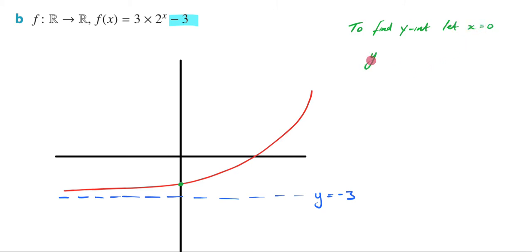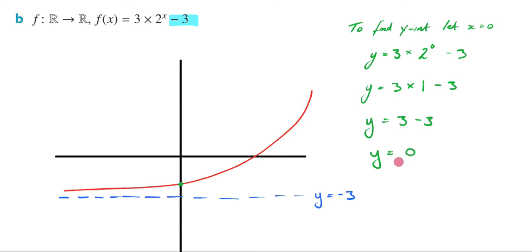So if we have y equals 3 multiplied by 2^x minus 3, and I let x equal 0, well, in my x spot, I'm going to put 0, which is going to mean I'm going to have 3 multiplied by 2 raised to 0, which is 1, and then I'm going to minus 3. So I'm going to get y equals 3 minus 3, which is going to be y equals 0. So immediately you can see why it's always dangerous to just guess where it is, because I was way off.